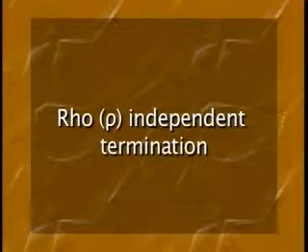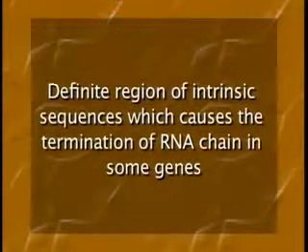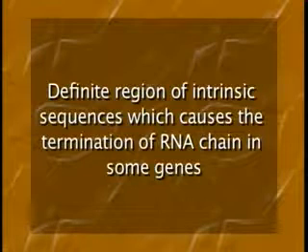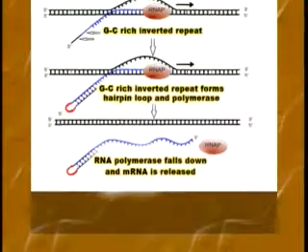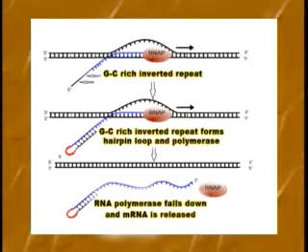Now, Rho-independent termination. There is a definite region of intrinsic sequences which causes the termination of RNA chain in some genes. This may be due to two guanine cytosine rich stretches at the end of the RNA transcript, which are complementary to each other. These two guanine cytosine rich stretches form an intramolecular hairpin structure. This type of structure is thermodynamically unstable and causes the fall of mRNA from the DNA template.